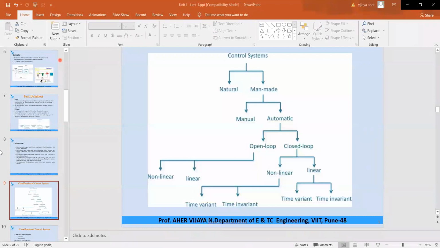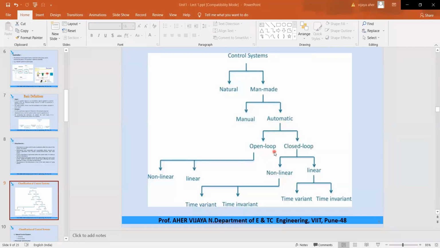Control system. So you should know the types of control system. Control system is divided into main 2 categories. First one is natural control system and man-made control system. This man-made control system is again subdivided into 2 parts: manual control system and automatic control system. This automatic control system is again divided into subtypes: open loop control system and closed loop control system. So this open loop and closed loop control systems are again divided into two subtypes, that is non-linear and linear.